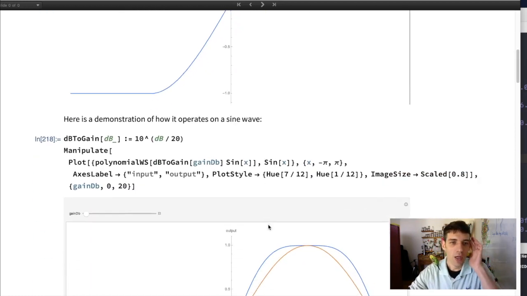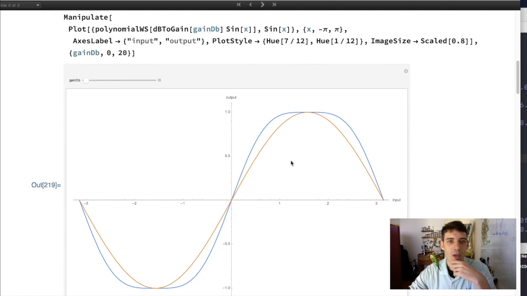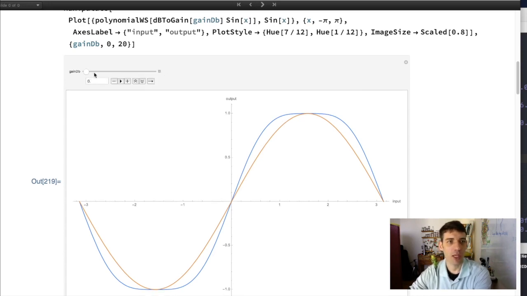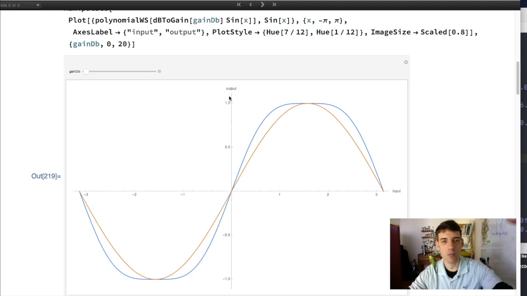Down below I have an example where I'm putting a sine wave in, and the sine wave is drawn in orange. And then I'm showing the output of this polynomial clipping function drawn in blue. So right now I have the gain, this is my gain control, at 0 dB, which means it's not boosting. It's just taking this orange signal and running it through the clipping function.